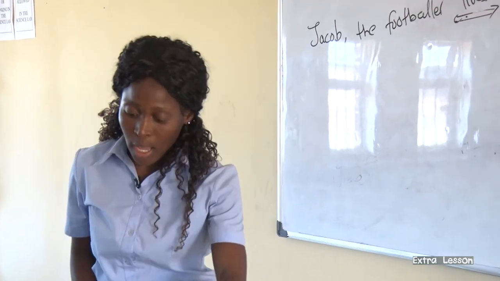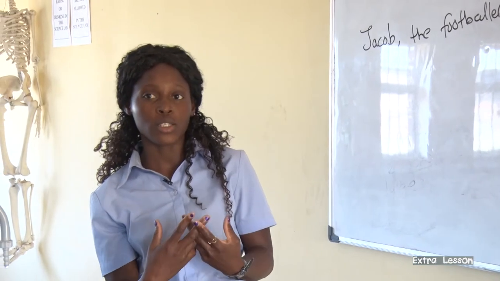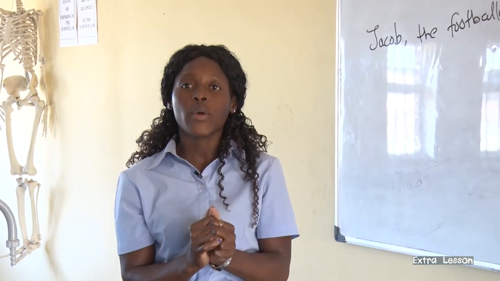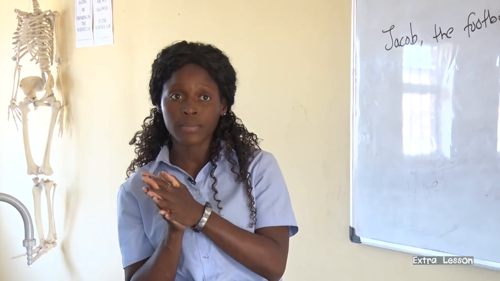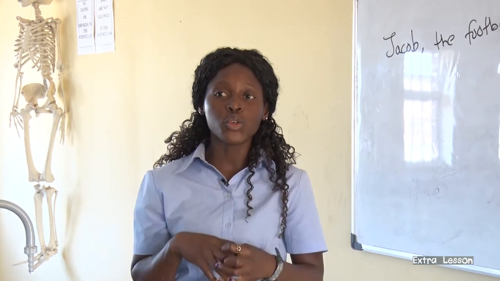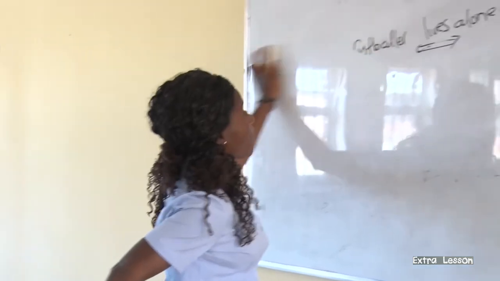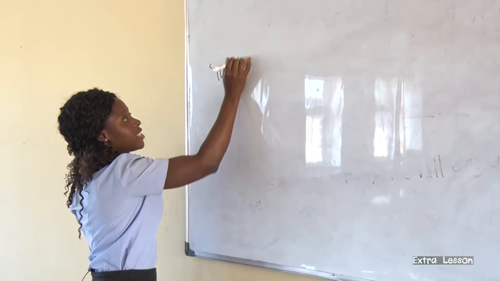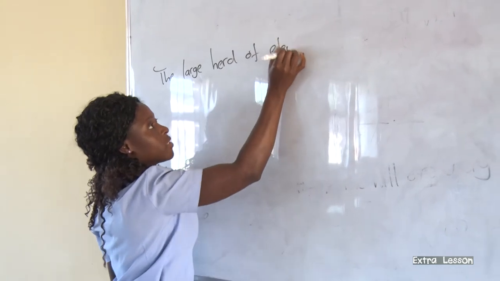Then another tip is when you are referring to sums of money or collective nouns that are acting as a unison, you have to use singular always. I'm saying when you are referring to a sum of money or to collective nouns, make sure that you use a singular verb. What am I saying? Let me give you an example of a collective noun. Let's say we have the large herd of elephants.